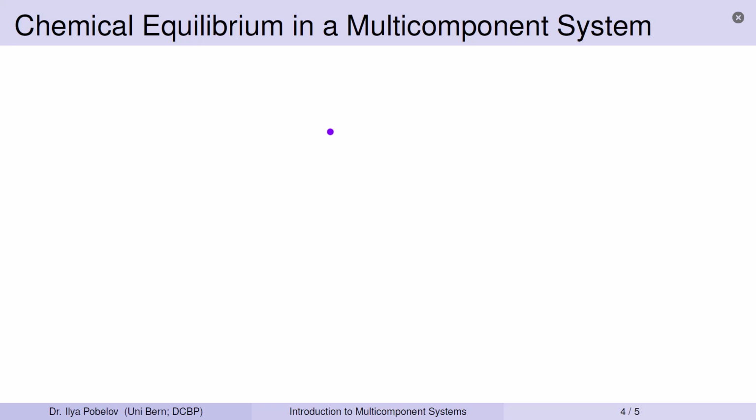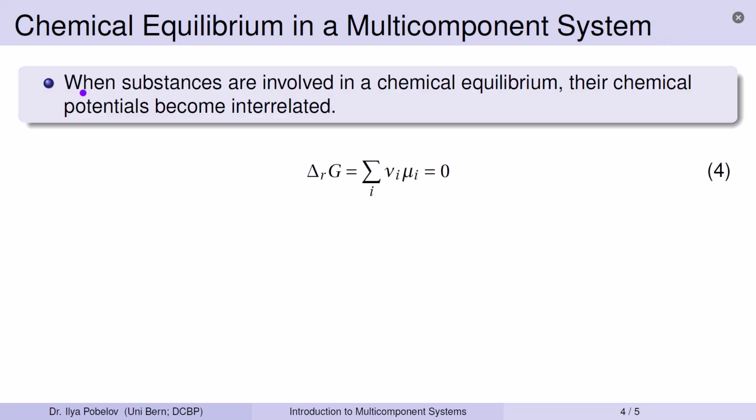What changes when chemical reactions are also at play in a multi-component system? When substances are involved in a chemical equilibrium, their chemical potentials become interrelated. From a thermodynamic viewpoint, it doesn't matter in which phase a reaction participant resides, because its chemical potential is the same across all phases.